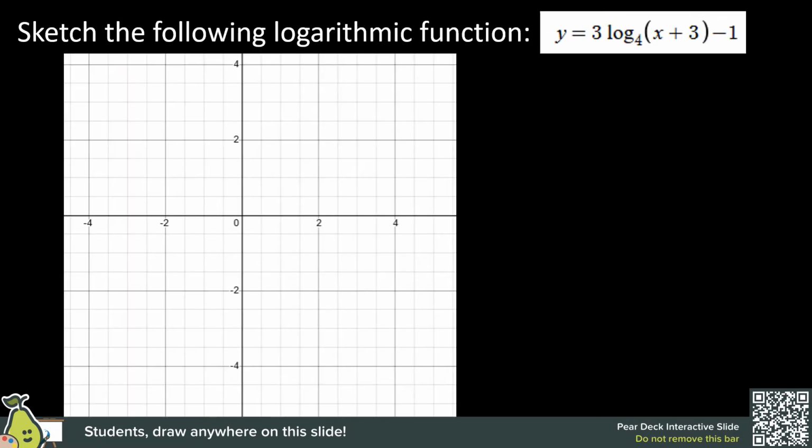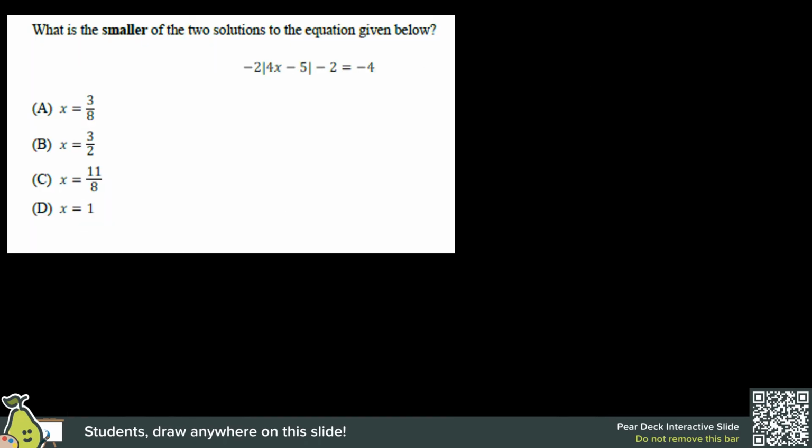For your question here, I just want you to graph this logarithmic function here. Be detailed with your vertical asymptote, be detailed with your x-intercept, and be detailed with your y-intercept. Okay, that's what's going to make your graph stand out. Let's go ahead and move on.